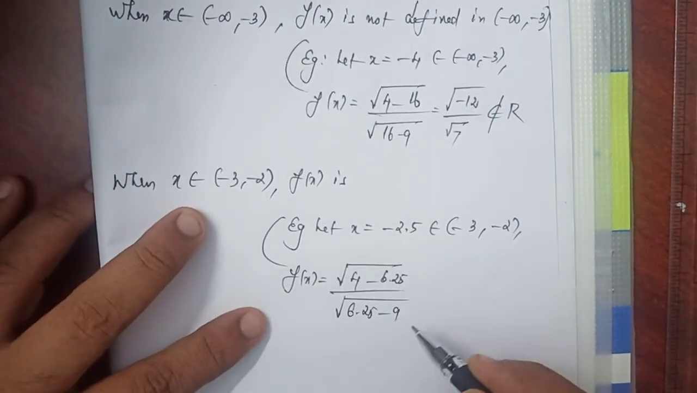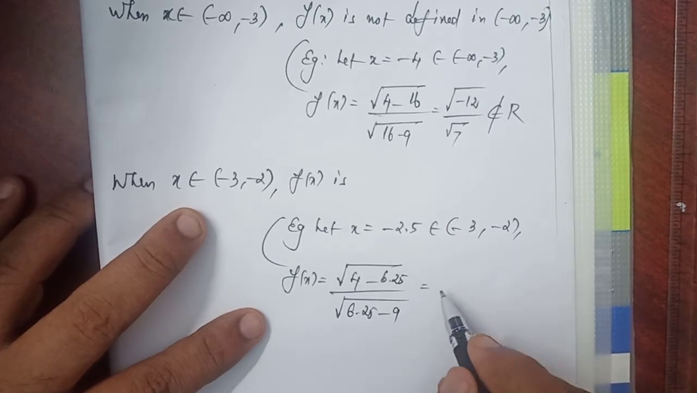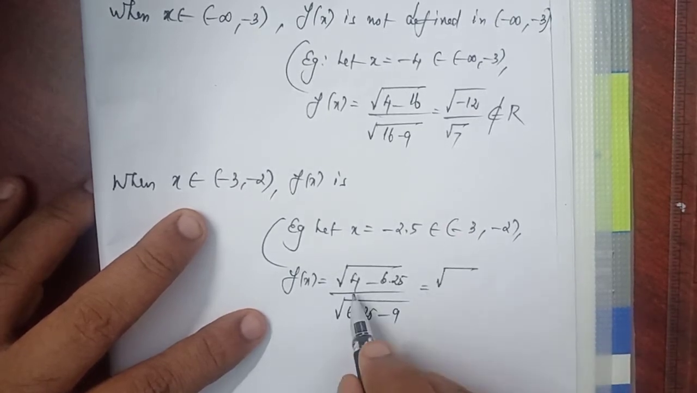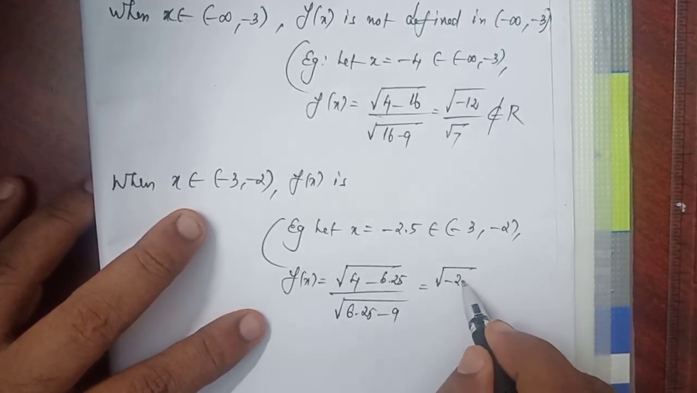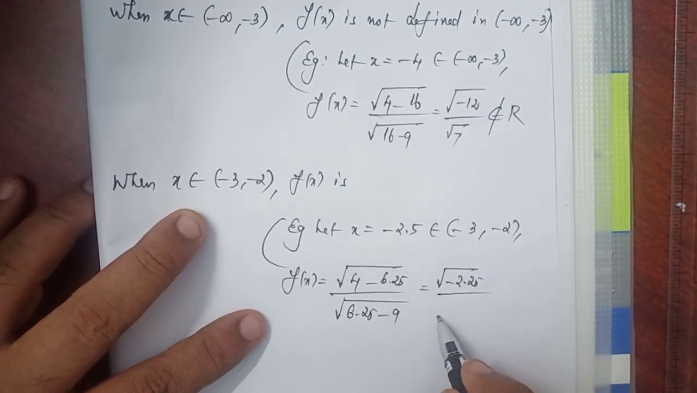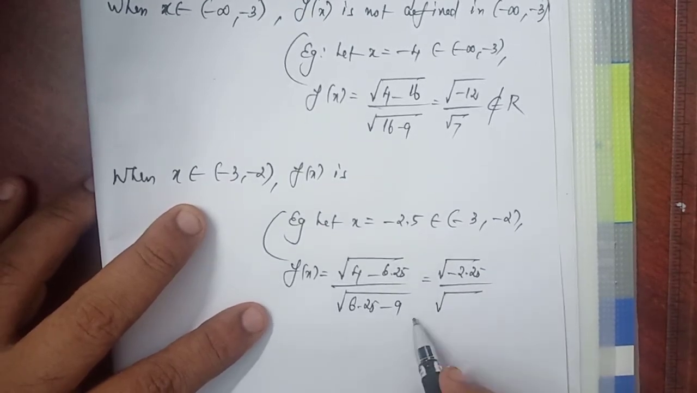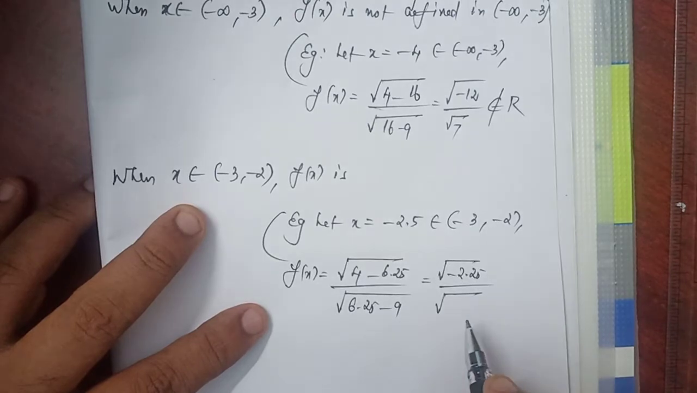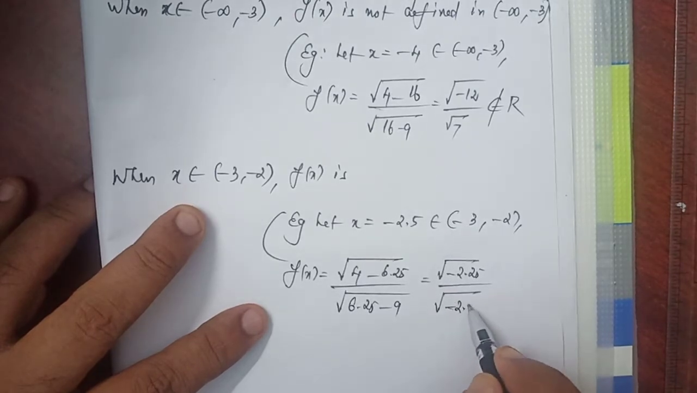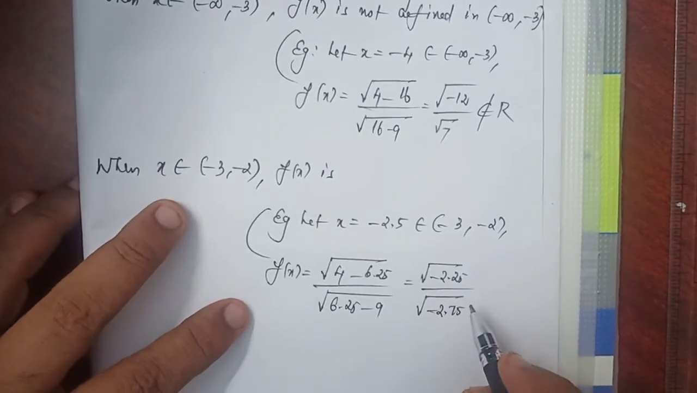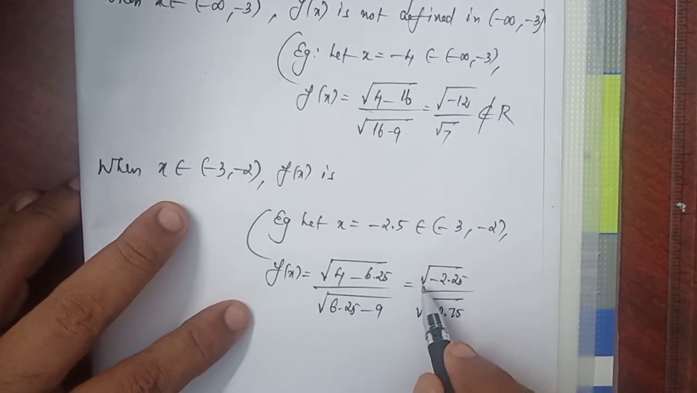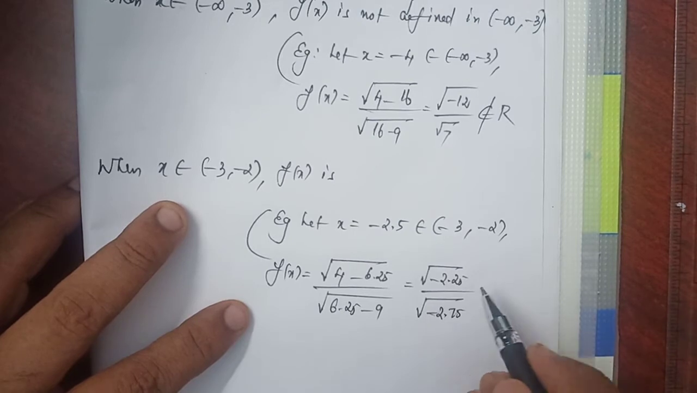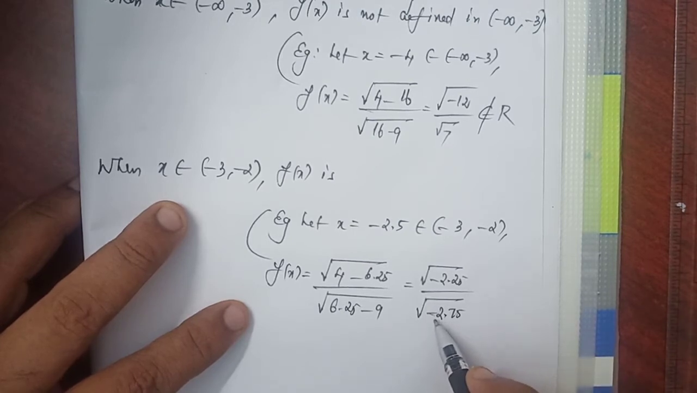So once again, 6.25 minus 9. That is equal to the square root of 4 minus 6.25, which is minus 2.25, divided by the square root of 6.25 minus 9, which is minus 2.75. Already I told you, if a negative number is inside the square root, we will get a complex number, which is not a real number. So here also you are getting a negative sign inside the square root.